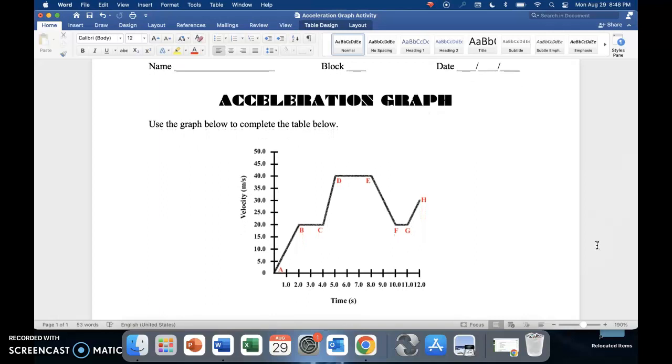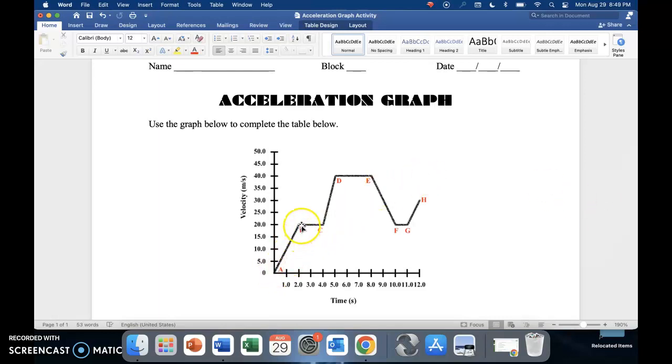So, as I said, I will work through here with you on the first couple, from A to B and B to C, and then you will finish up calculating the accelerations and describing the motion for the remaining changes in velocity. So, if you remember, acceleration is calculated by taking the final velocity, subtract the initial velocity, and divide that by the time of acceleration.